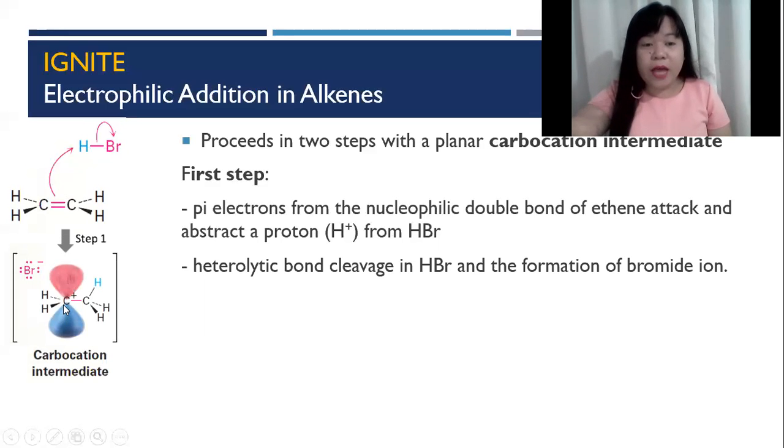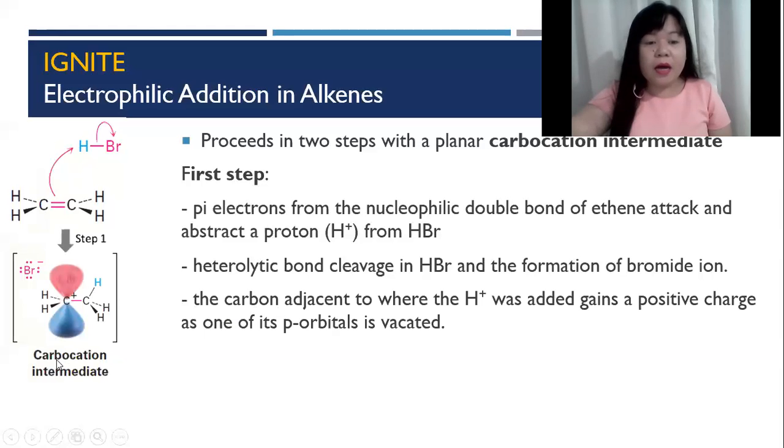And the result of that would be a carbocation intermediate. So what happens is that the carbon adjacent to where the H plus was added gains a positive charge as one of its p orbitals is vacated. So here, notice that this carbon has already acquired the hydrogen from HBr. Therefore, it already has 4 groups around it, and it now has an sp3 hybridization with a tetrahedral structure around it.